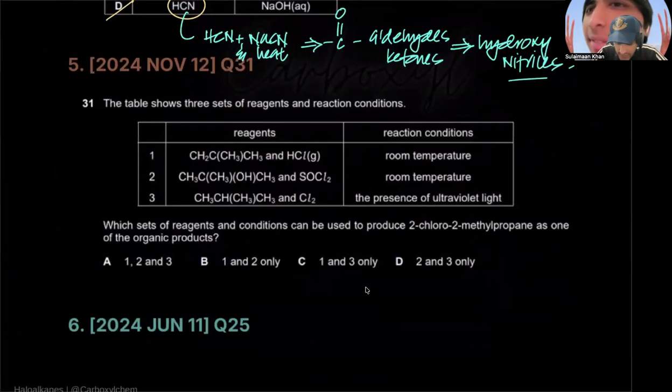The table shows 3 sets of reagents and reaction conditions. Which set of reagents and conditions can be used to produce 2-chloro-2-methylpropane as one of the organic products?